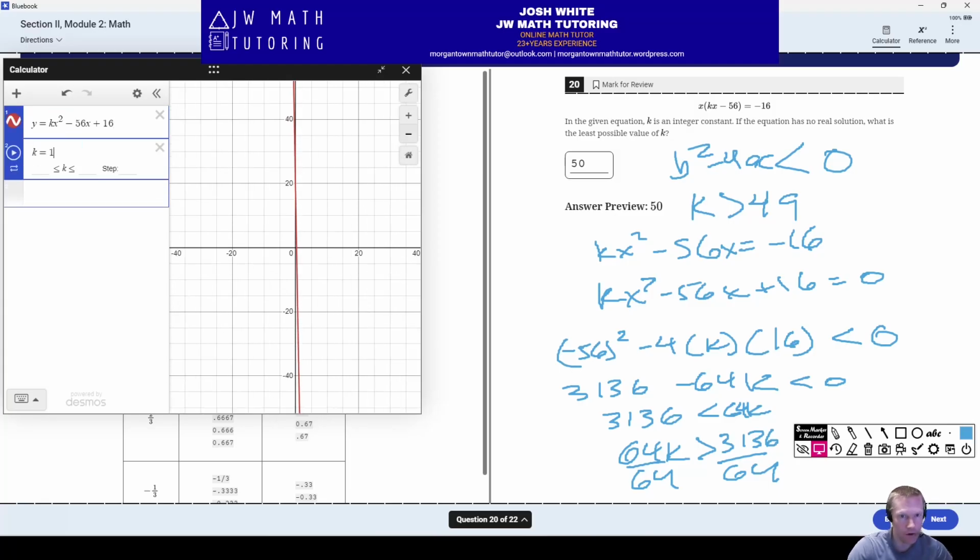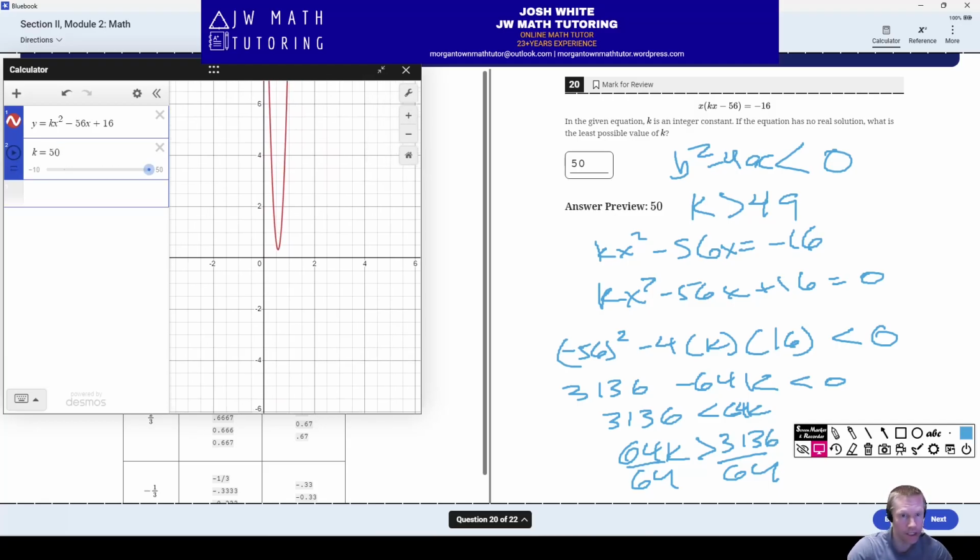So notice right now it has real solutions because it's intersecting the x-axis. So let's say I move this to 50. Notice I zoom in here, it does not have any real solutions. But if I go down to 49, it does. It has one real solution right here, 0.57143. So this just confirms the correct answer is 50.